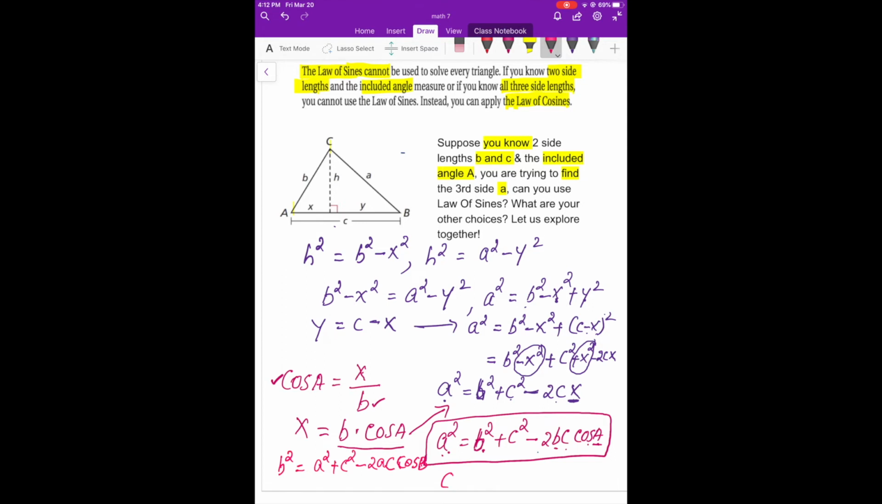And if you want C squared, it will be the other two sides, which is A squared plus B squared minus 2AB cosine of the angle opposite to C, which is uppercase C, cosine C. So these are the three laws that you are going to use when you know three sides and you want to know one angle, or if you know two sides and the included angle.